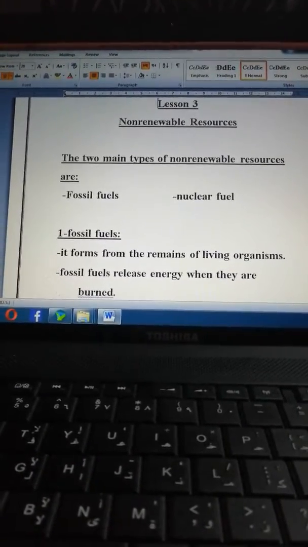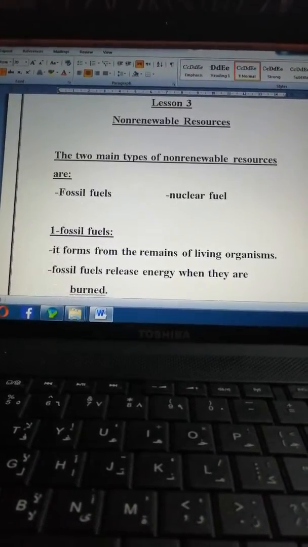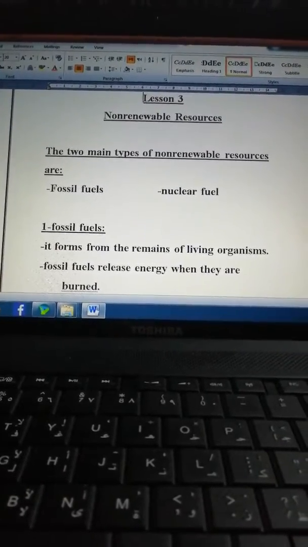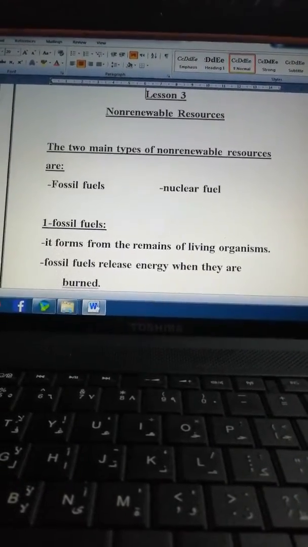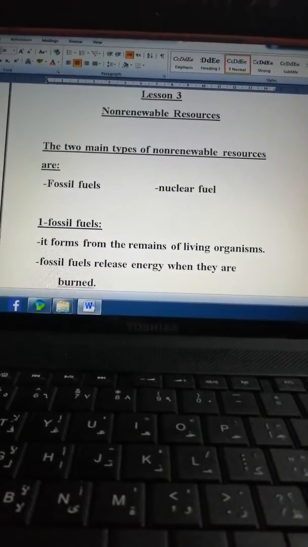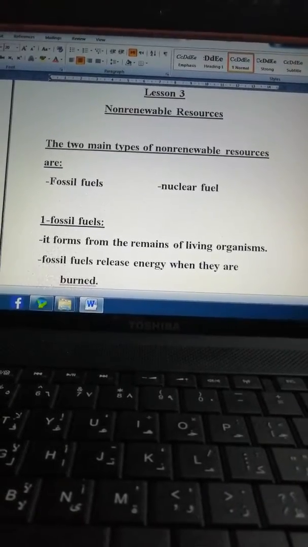And we must know that resources around us are divided into two types, renewable and non-renewable resources. Non-renewable resources are the resources that can't be replaced again. And let's know the two main types of non-renewable resources are fossil fuels and nuclear fuel.